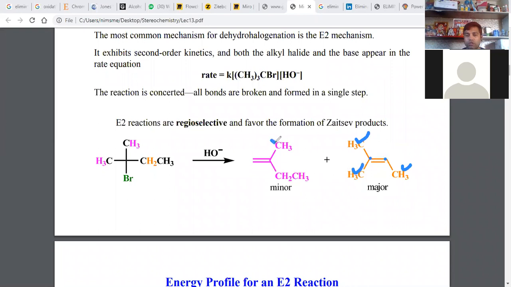There are only 2 substitutions here. Here we have 3 substitutions, 1, 2, 3. So this is the more substituted alkene, and this is the major product. Okay.